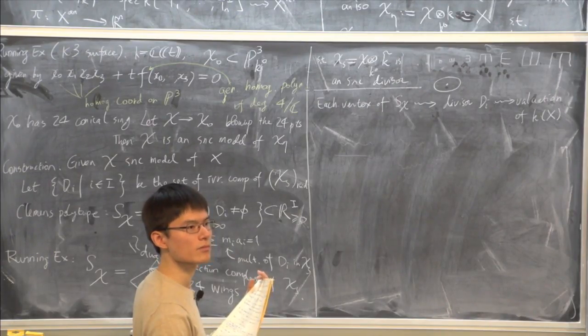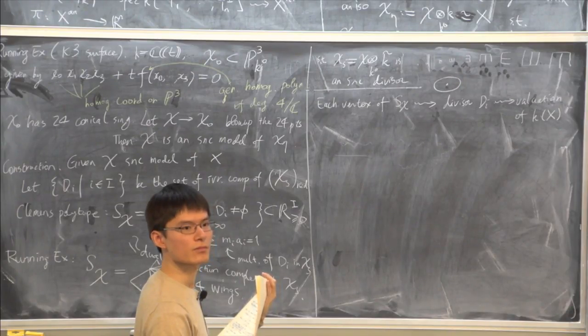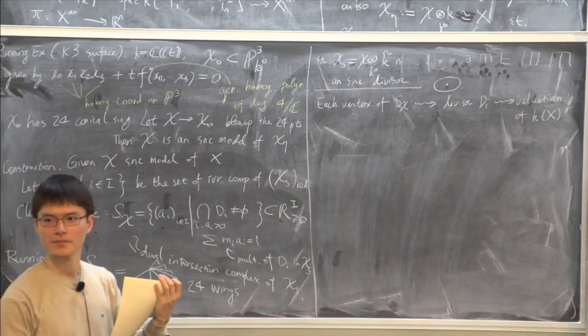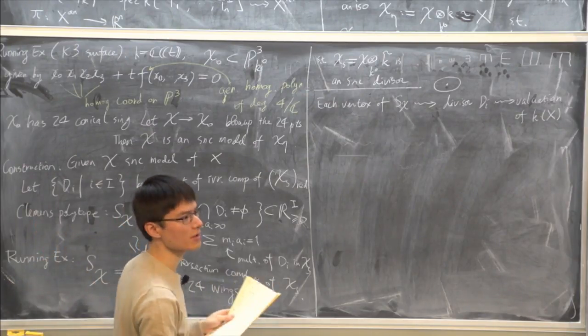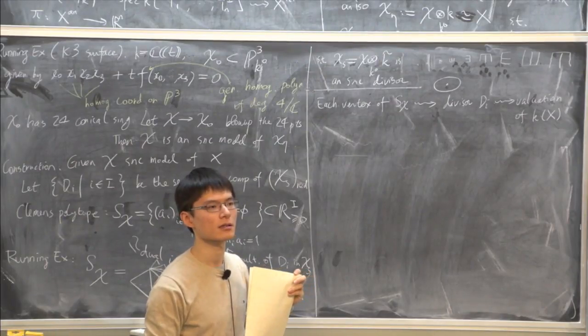So this valuation automatically extends the valuation of the field. Okay, yeah, thank you, that's much better. I think it's better without the formulas. The question was, why does this valuation extend the valuation on the ground field?